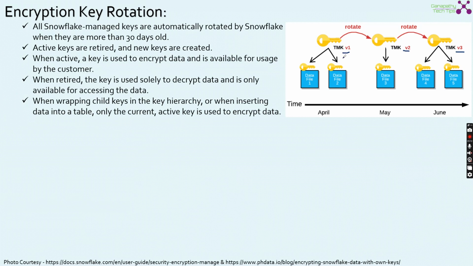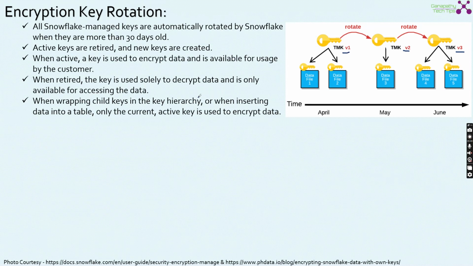Let us try to understand this. Say in the month of May, I am just trying to access the data which is loaded on month of April. Obviously, that specific data is encrypted using this TMK V1. So for the May data, it will use the TMK V2, and for the April data, it will use the TMK V1, which is already retired. Now if you see for June, this is pretty easy. For the June data it will use V3, and for May data it will use V2, and for April data it will use V1.